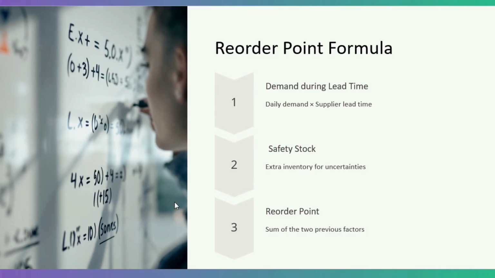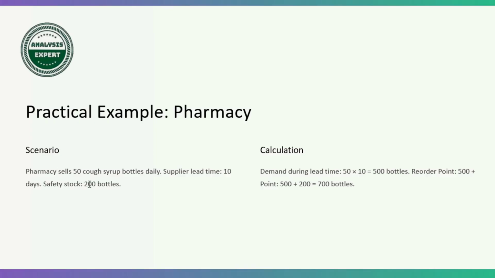Alright, now let's go through a very basic example of a pharmacy, for instance, where we have the daily sales. And that pharmacy sells 50 bottles. The lead time for those bottles is 10 days. The safety stock is 200 bottles. And we want to determine what the reorder point is. What is the reorder point?